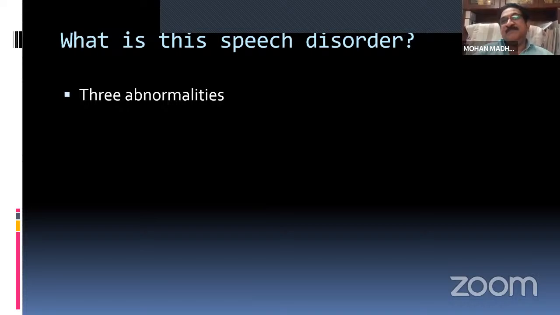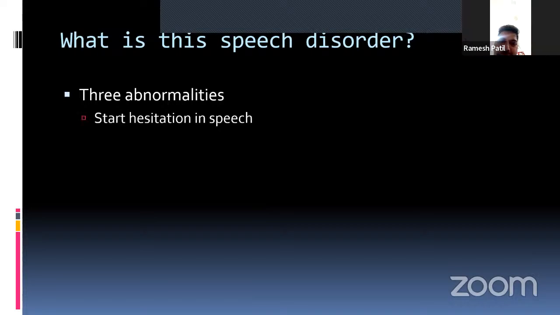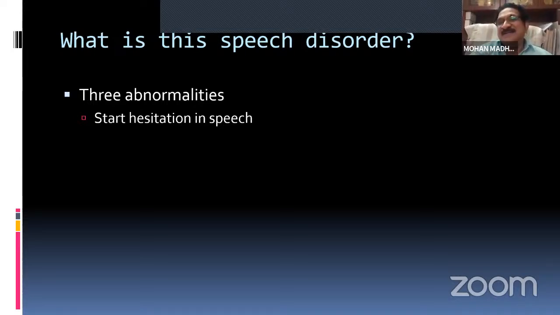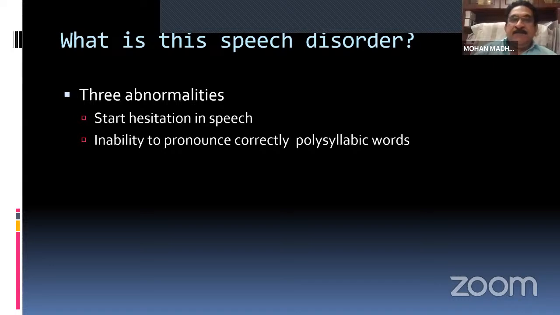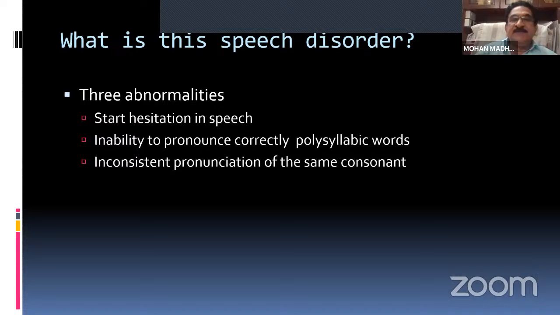So what is the speech disorder? Apraxia of speech. Yeah, tell me, please. Apraxia of speech. Perfectly correct. This is called apraxia of speech. This is a phenomenon. One is extreme staccatization, inability to pronounce correctly the polysyllabic words, though they can say single syllable words correctly. And most importantly, the inconsistent pronunciation of the same consonant. That will be differentiated from dysarthria. Dysarthria patients will have a dysarthric word, and however many times you tell that word, it will be mispronounced in a dysarthric way. It will be consistent, but in apraxia it is different at different times.